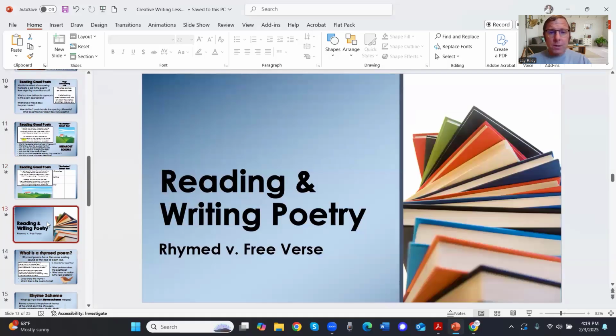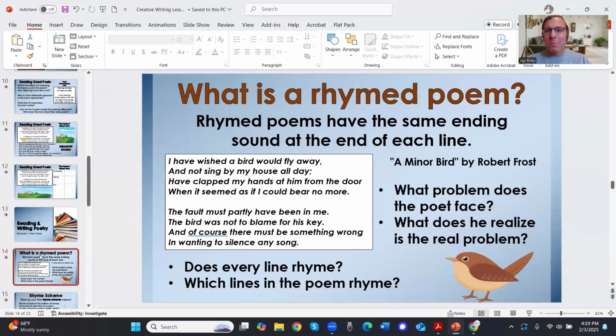Okay, so let's go ahead now and take a look at rhymed poetry. And I've got more Robert Frost. I love this poem, A Minor Bird. Here, we've got a rhymed poem with a very particular rhyme scheme, and I'm going to read that for us here.